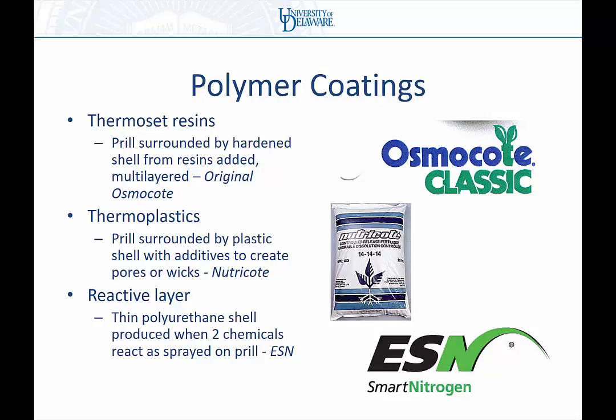I use it extensively again in the greenhouse nursery industry. I've been using Nutricoat since the late 80s. And then reactive layer technology is the one that has brought coated products to you in the agronomic field. This is where you take a drum or a reactive vessel, you spray two materials onto the prills or granules, and they produce a polyurethane shell.